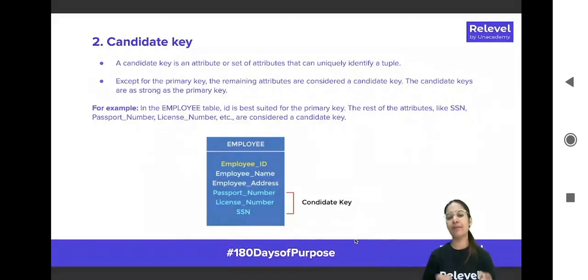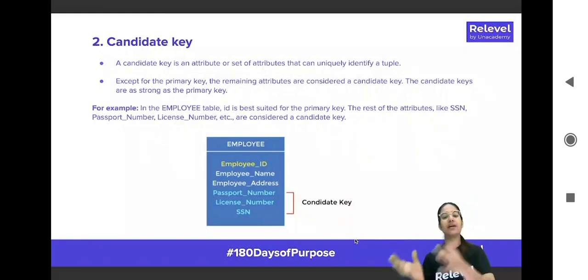Now, if you take the example again for the employee part, you remember there were 4 keys: employee ID, passport number, license number and SSN. Okay. All the 4 keys were a possible candidate, right, to become a primary key? But out of these, let's say I only pick employee ID to become a primary key. Now the rest of the attributes which did not become primary key will be considered as candidate keys. Clear to everyone? That if I have 4 attributes which are candidates to become primary key, I pick the first one, the rest 3 become the candidate keys.